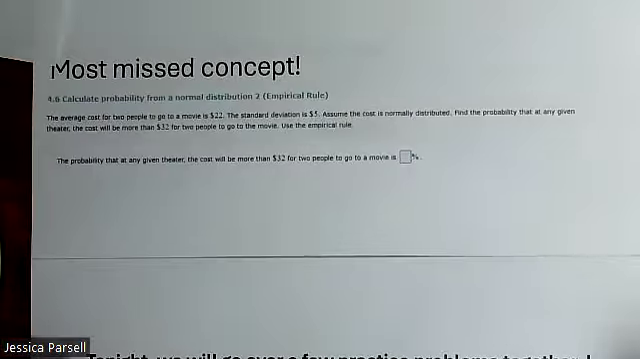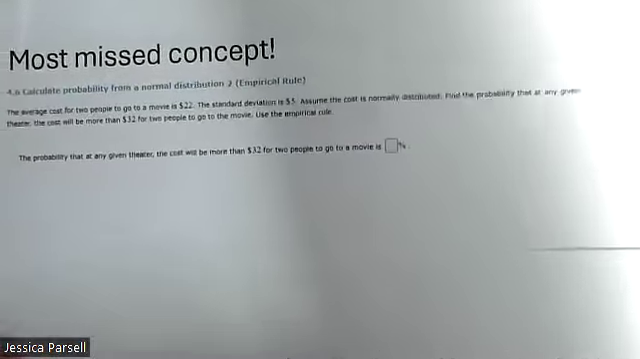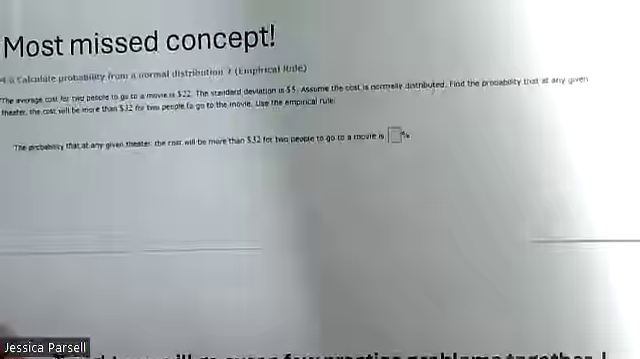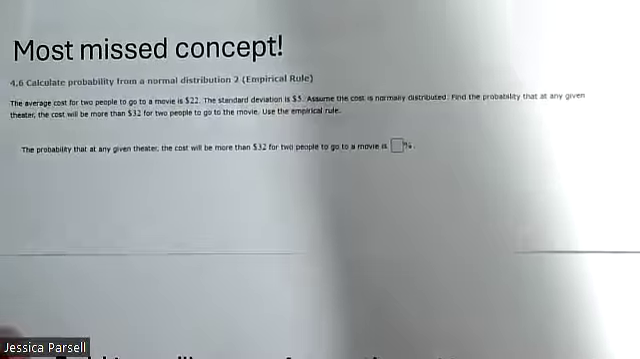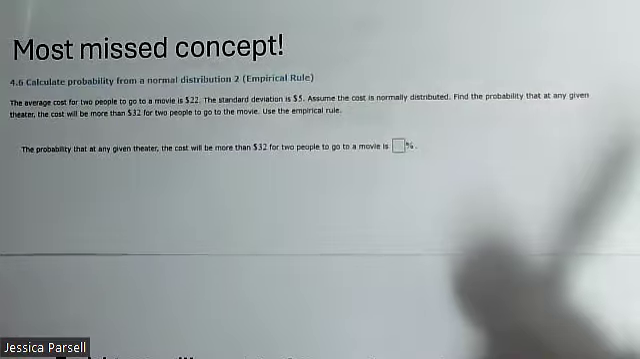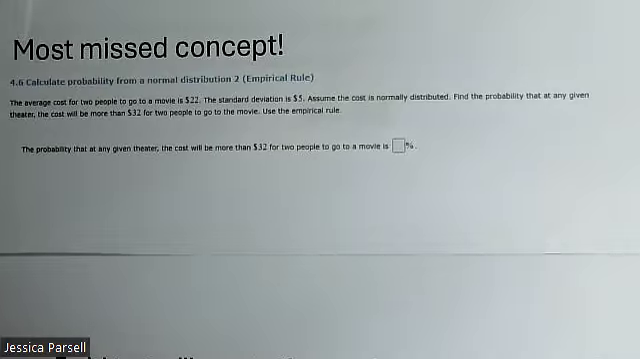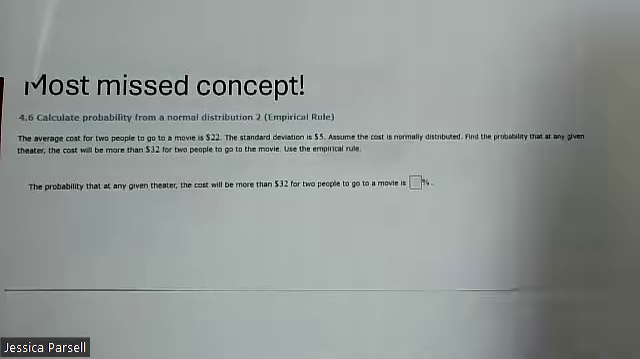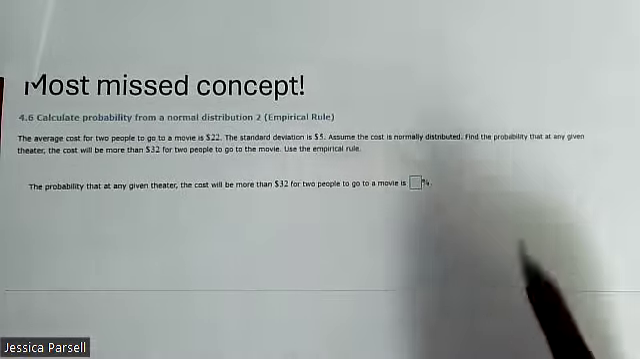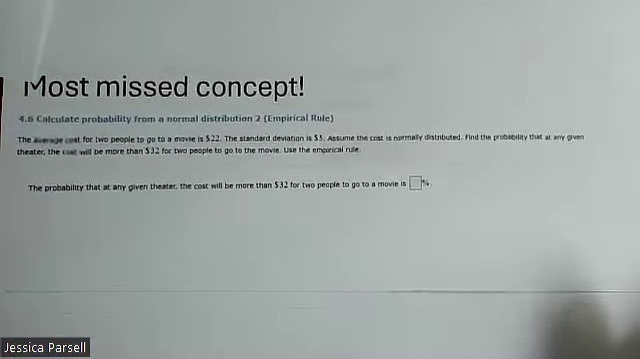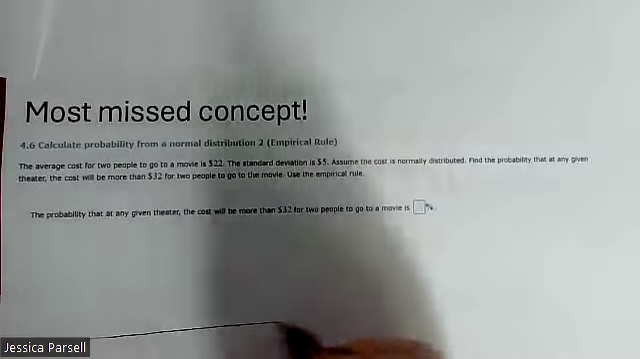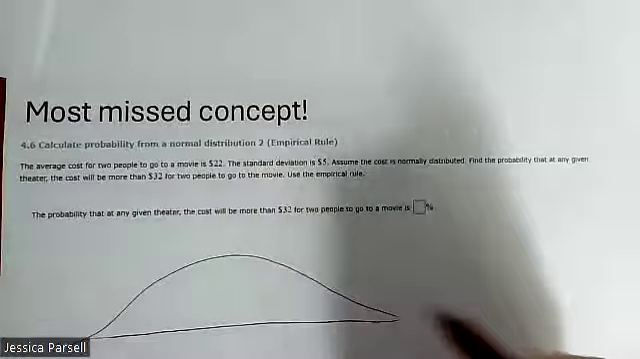Okay, so here's our first problem. This is the most missed concept that I've been seeing over the last 2 or 3 years. So here's an example of this concept. The average cost for 2 people to go to a movie is $22 with a deviation of 5. Assume the cost is normally distributed. As soon as I see those words, the normal distribution, I'm going to draw myself a normal curve. All right, and then I'll continue.